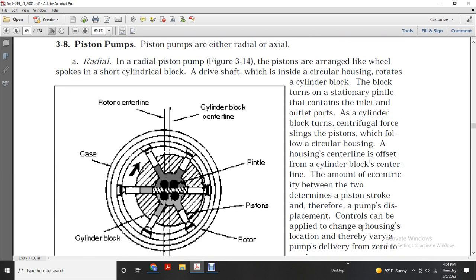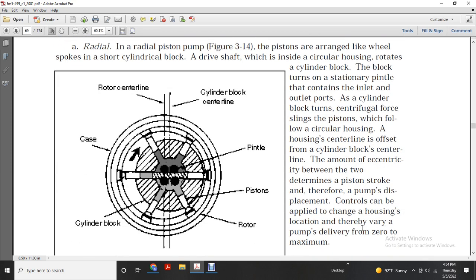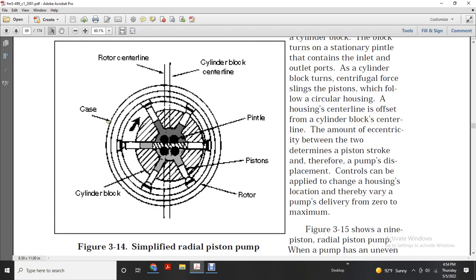The control can be applied by changing the housing location, thereby varying the pump's delivery from zero to the maximum. Figure 314 shows a simplified radial piston pump. It shows the rotary center line, cylinder block, center line, pintle, piston, rotor, and cylinder block case.